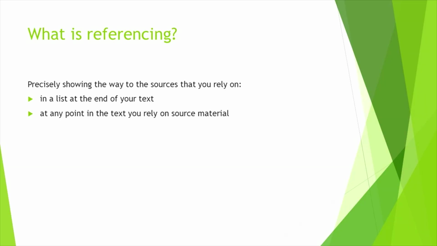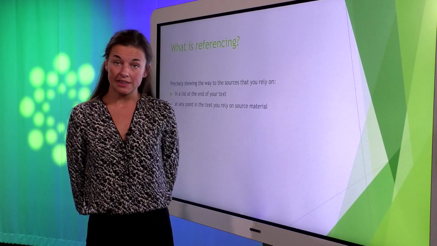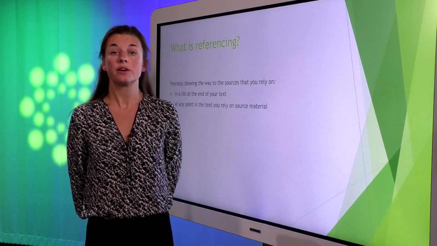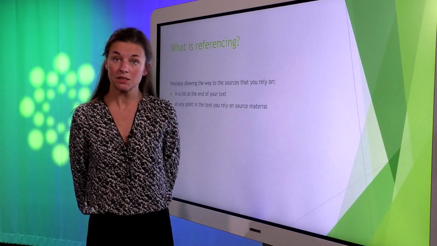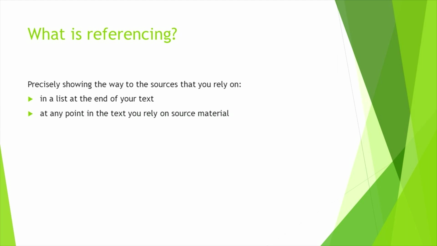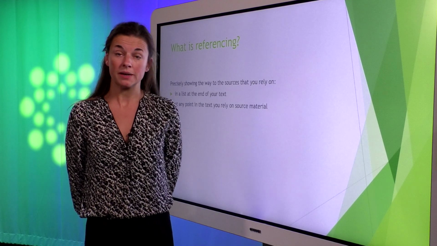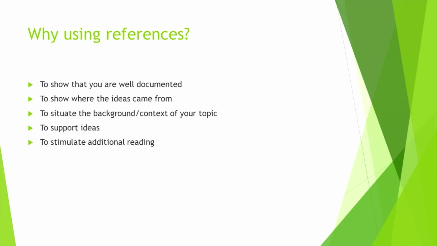So what is referencing and how does it contribute to writing in an evidence-based way? Referencing offers the reader the possibility to find and check the sources that you have used, by listing your sources in a reference list at the end of your text and by hinting to this source at any point in the text, so that the reader gets a clear idea about your sources. Later on in this lecture, we will explain how you should do this.